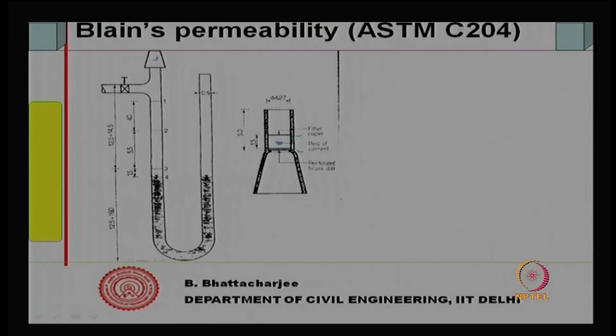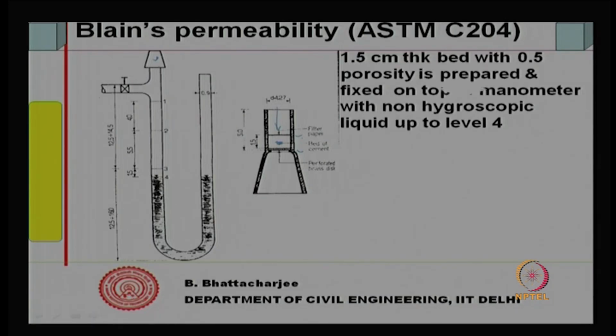It has got a perforated brass disc, and there is a filter paper here, so nothing will go out; nothing will come out of the filter. They put the plunger on top and fix this dimension 1.5, etc., and then put it here. It is fixed here. Now, you have got a manometer. This 1.5 centimeter thick bed with 0.5 porosity is prepared and fixed on top of a manometer with a non-hygroscopic liquid filled to level 4, to this level.